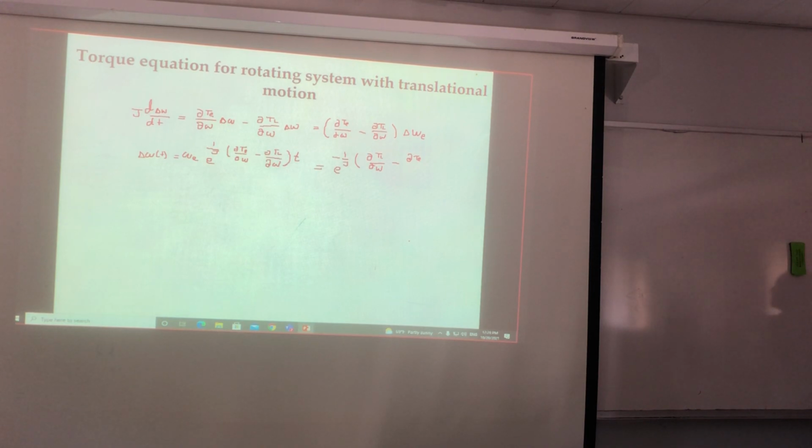I think I'm pressing one of those. Okay, let me scroll for you. So this will be partial T by partial omega multiplied by the t.